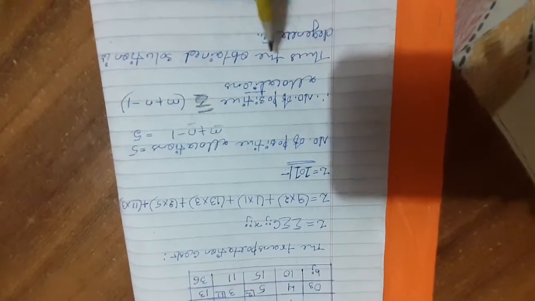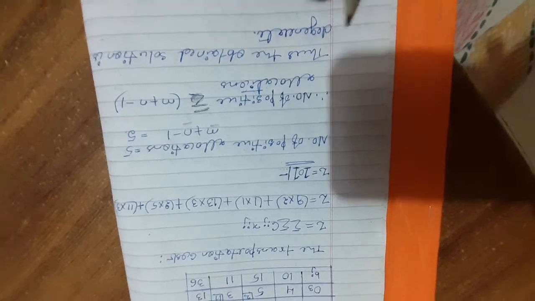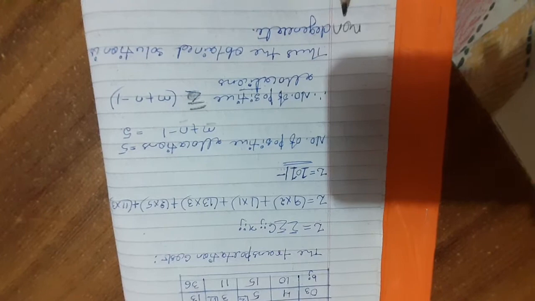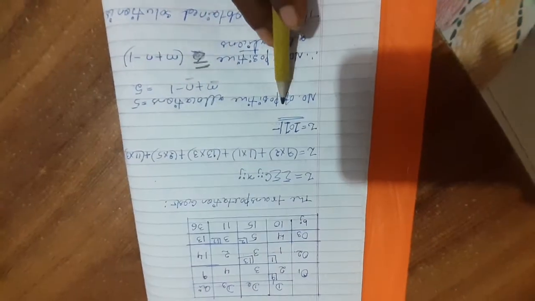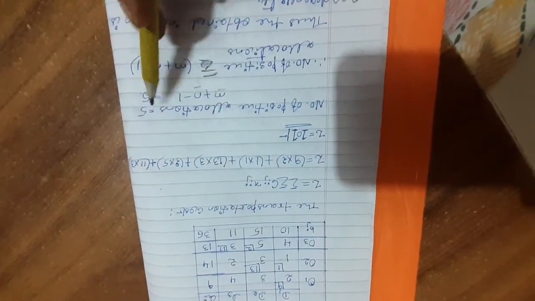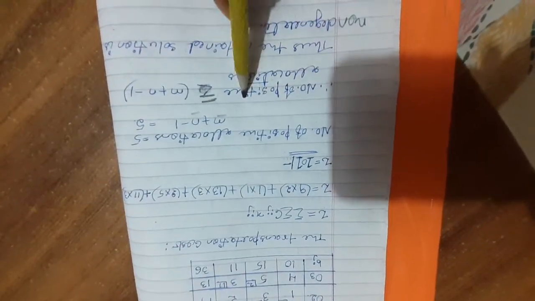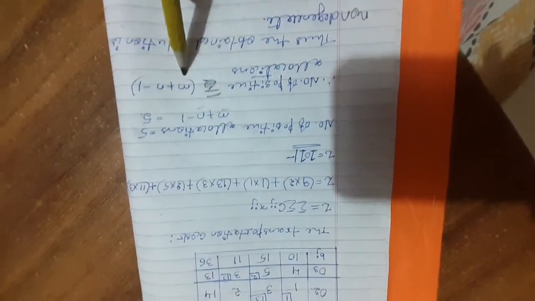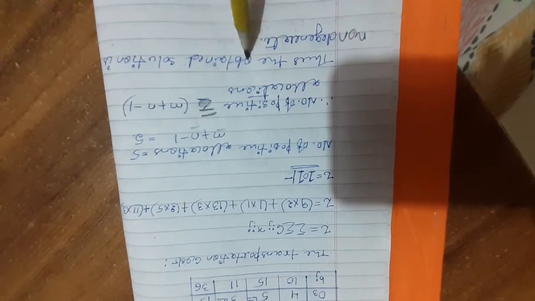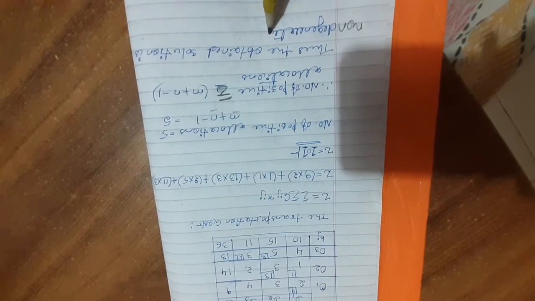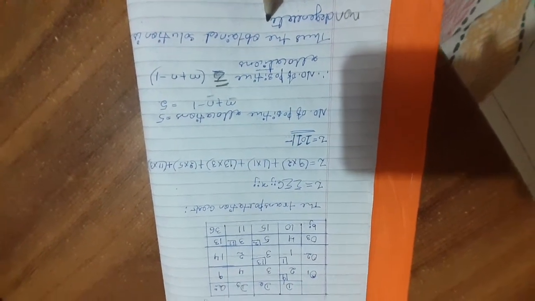Thus the obtained solution is non-degenerate. The number of positive allocations equals 5 and m plus n minus 1 equals 5. Therefore, the number of positive allocations equals m plus n minus 1. Thus the obtained solution is non-degenerate. This is the solution for the given transportation problem.